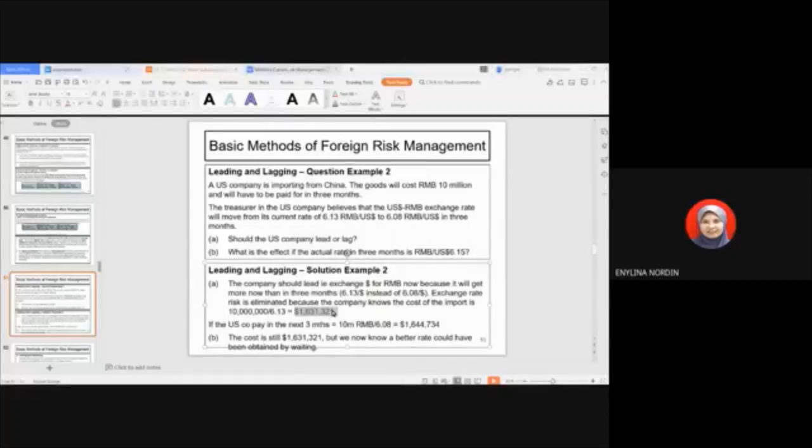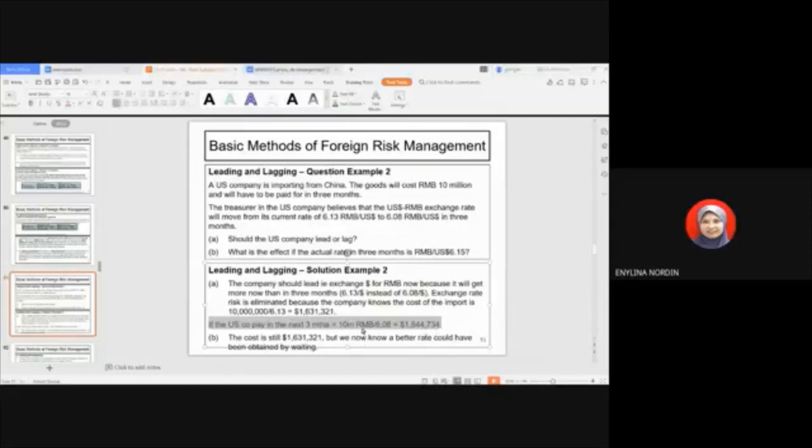But what happens if the US company pays the China supplier in the next 3 months, and assume that the prediction is correct, which is that the RMB is predicted to appreciate from 6.13 RMB to 6.08 RMB?